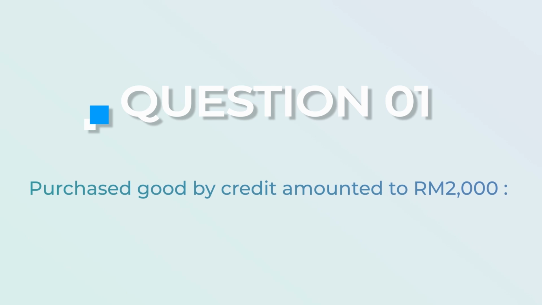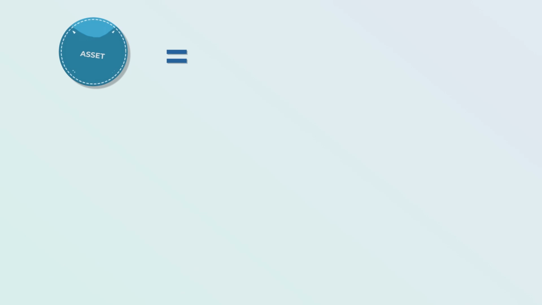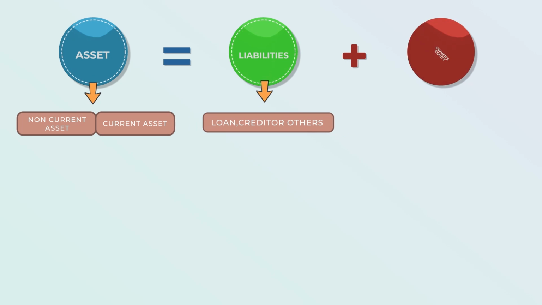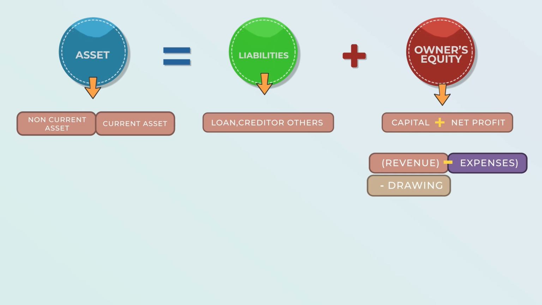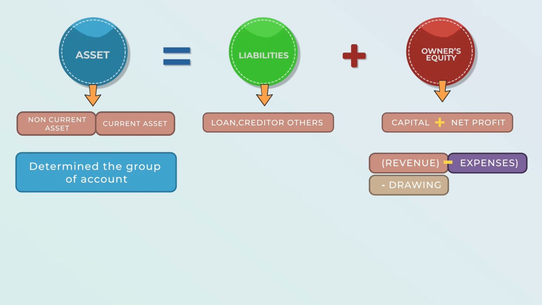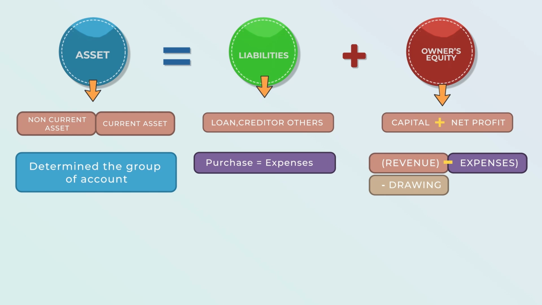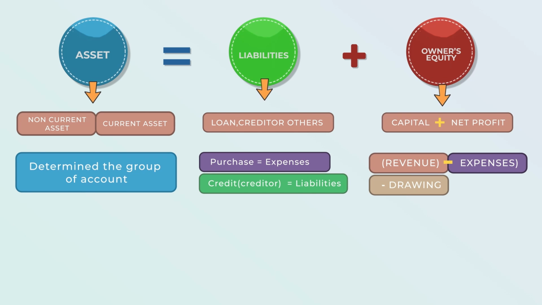Okay, let's do an example. Question number 1. Purchase goods by credit amounted to RM2000. The first step, determine the group of accounts. For this transaction, the group of accounts is expenses for purchase. Purchase goods means expenses. Then credit amounted to means liabilities. So we have 2 groups of accounts, expenses and liabilities.